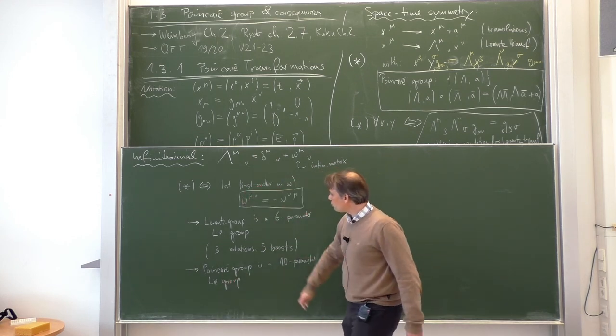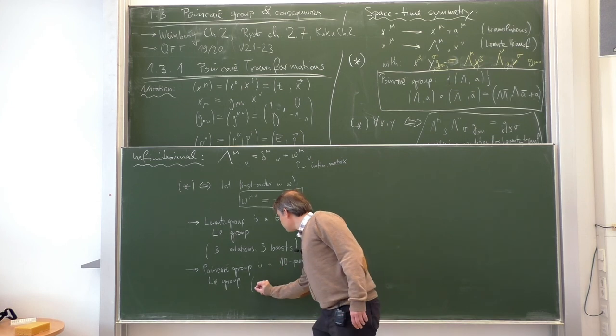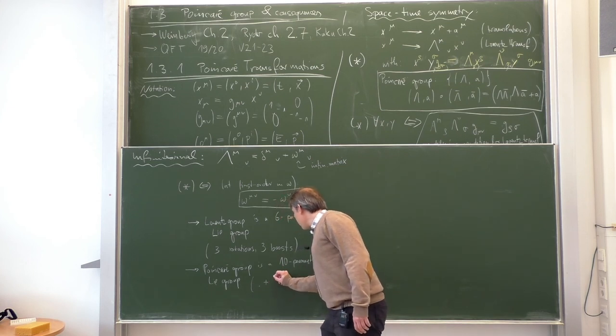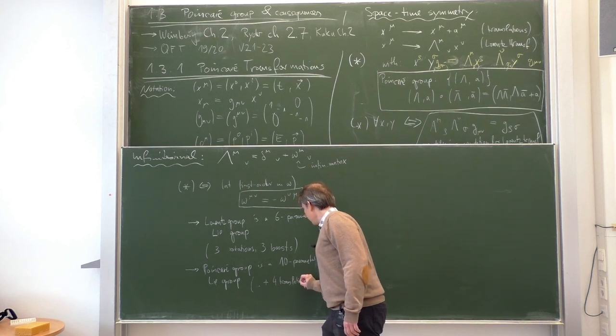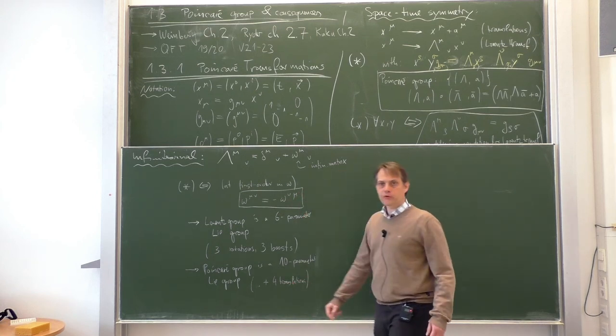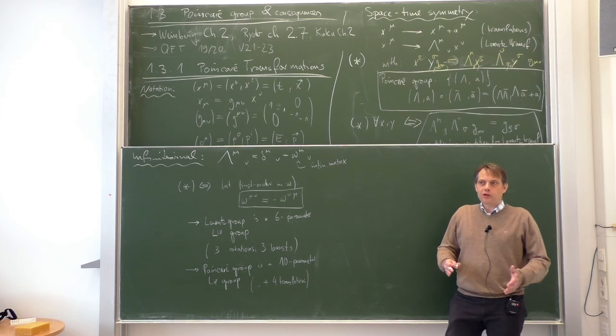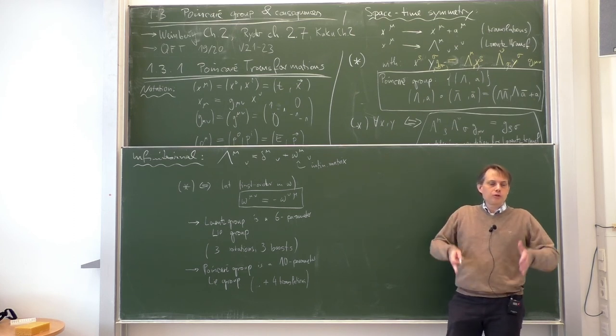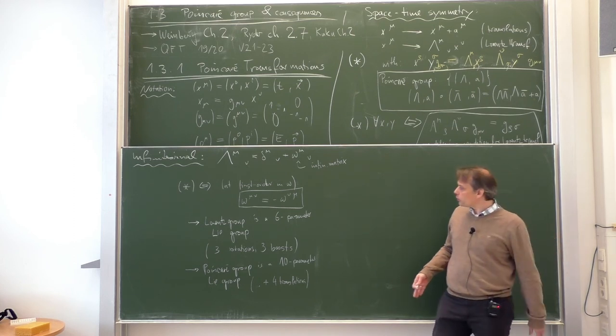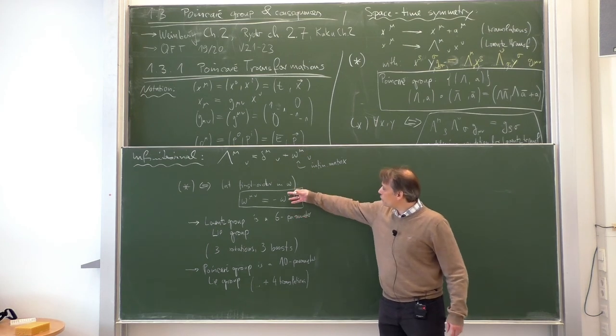Namely, in addition to the rotations and boosts, you also have 4 translations. A Lie group is simply a group where all group elements can be regarded as continuous functions of some parameters. And this is the case here. This is what that means.